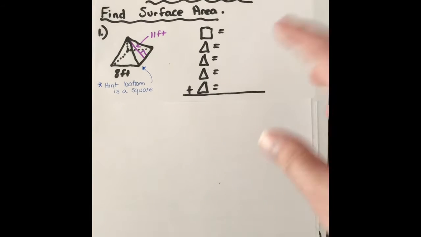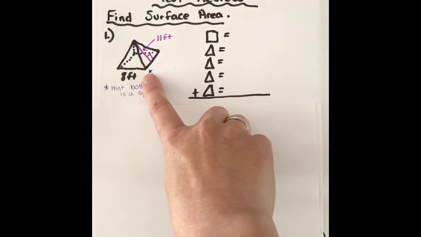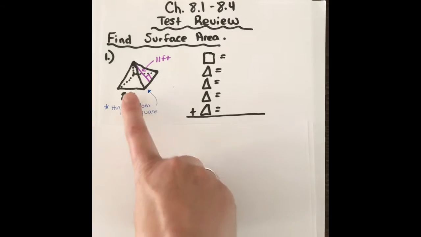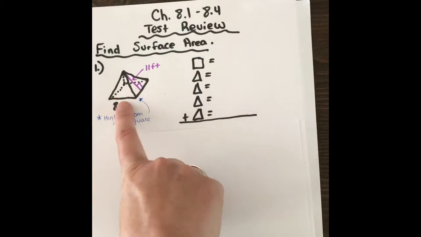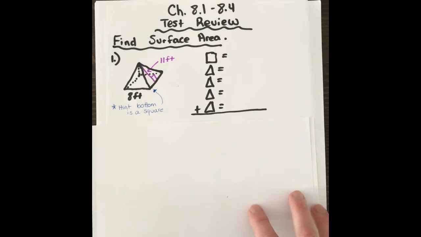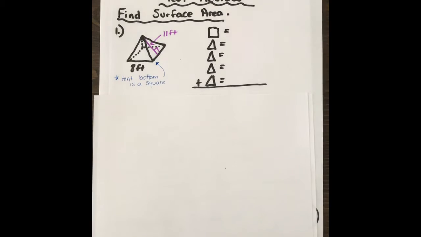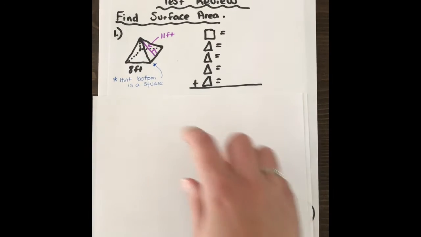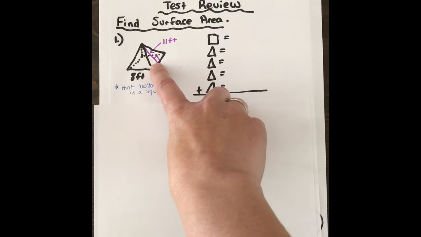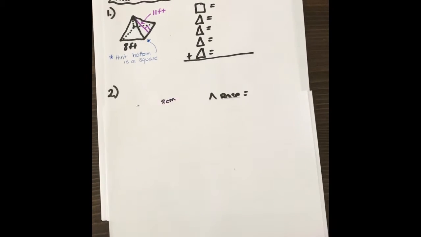First problem, find the surface area. This is a square pyramid. I've given you some clues to help you out. Hint, the bottom is a square, which means all of the sides are the same. So go ahead and write this down and try to work through it. So on this one, you have 8 feet, and then your height is 11 feet, if you can see that. Next one.